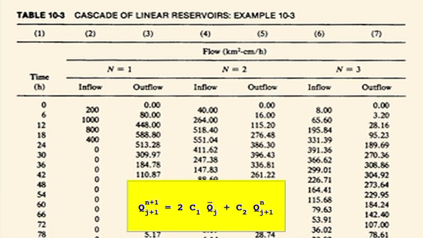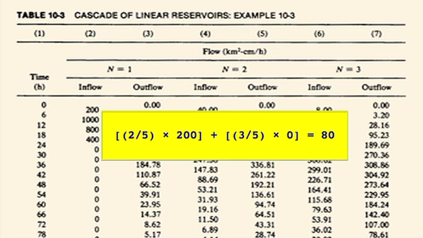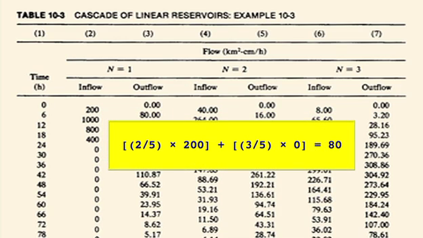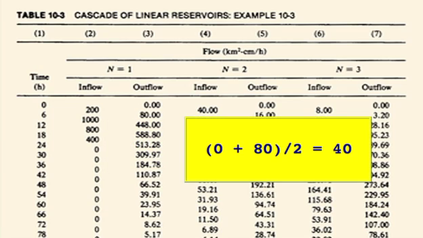To illustrate the calculations for the first reservoir, 2/5 of the average inflow for the first time interval, that is 200, plus 3/5 of the outflow at time equals 0, that is 0, is equal to the outflow at time equal 1, that is 80. The average inflow to the second reservoir is the average outflow from the first reservoir. For the first interval, the average of 0 and 80 is equal to 40.